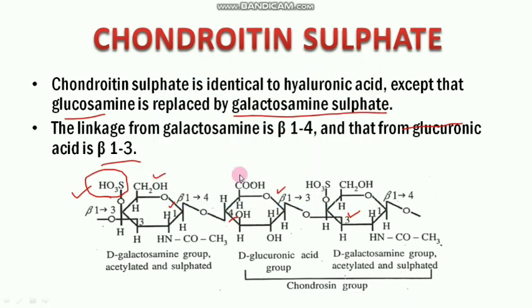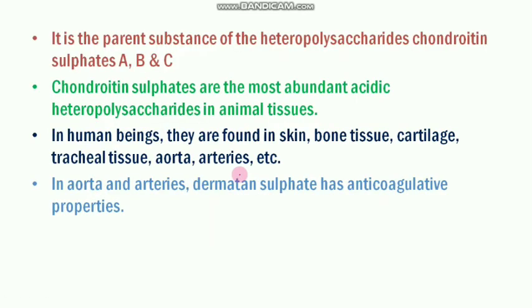Let us see the significance of chondroitin sulfate. First of all, chondroitin sulfate is the parent substance of the heteropolysaccharide chondroitin sulfate A, B, C. Chondroitin sulfate B is otherwise known as dermatan sulfate. Chondroitin sulfates are the most abundant acidic heteropolysaccharides in animal tissues. In human beings, they are found in skin, bone tissue, cartilage, tracheal tissue, aorta, arteries, etc.